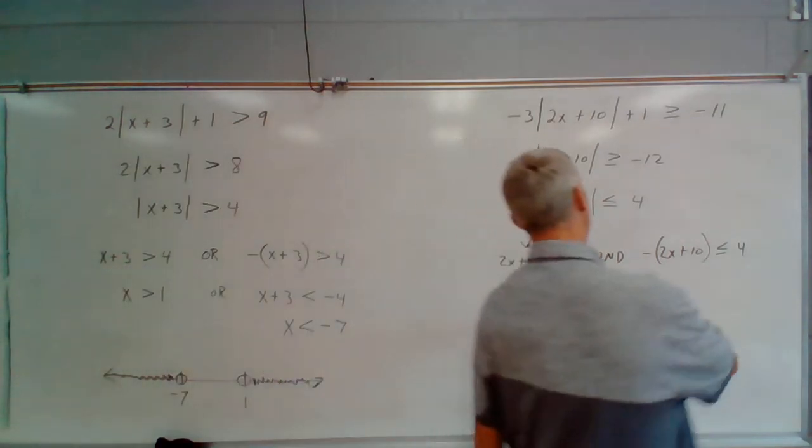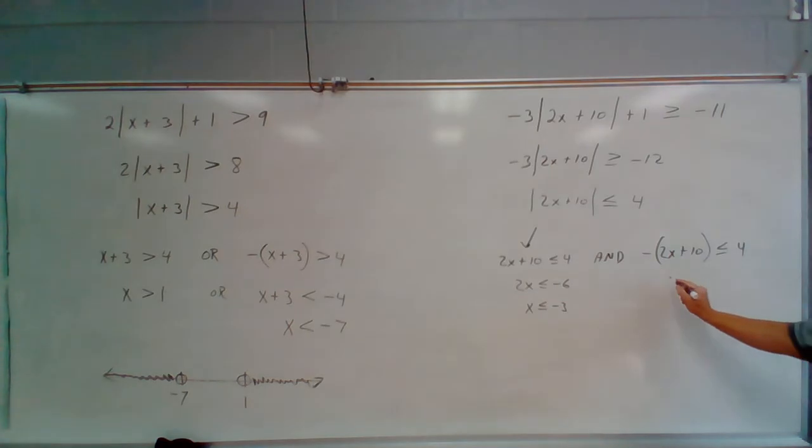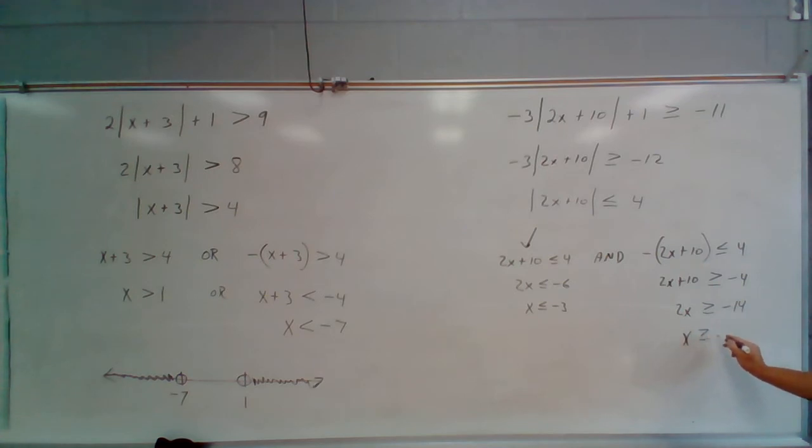Okay, over here, multiply both sides by negative 1. 2x plus 10 is greater than or equal to negative 4. Remember, you have to flip it because you multiply by negative 1. I subtract 10 from both sides. Negative 14, divide by 2, and I get negative 7.